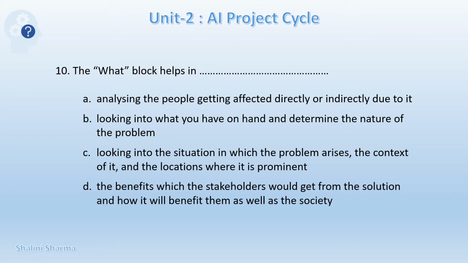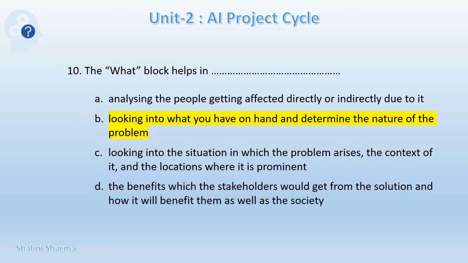The what block helps in option A. Analyzing the people getting affected directly or indirectly due to it. B. Looking into what you have on hand and determine the nature of the problem. Option C. Looking into the situation in which the problem arises, the context of it and the locations where it is prominent. Option D. The benefits which the stakeholders would get from the solution and how it will benefit them as well as the society. So the correct response is option B. The what block helps in looking into what you have on hand and determine the nature of the problem.